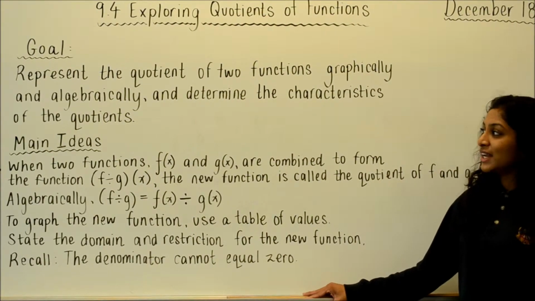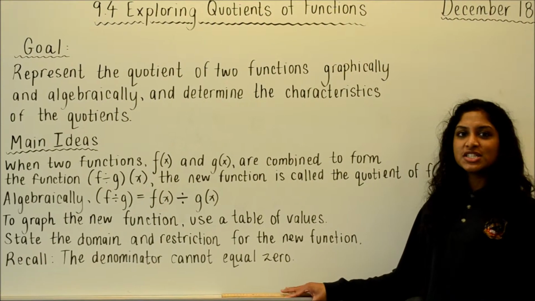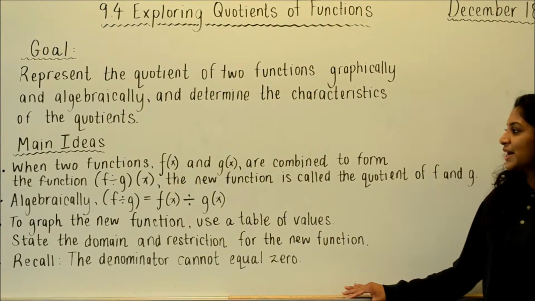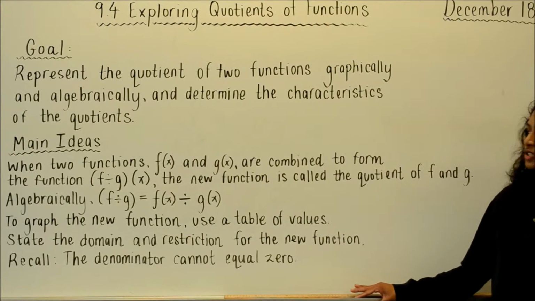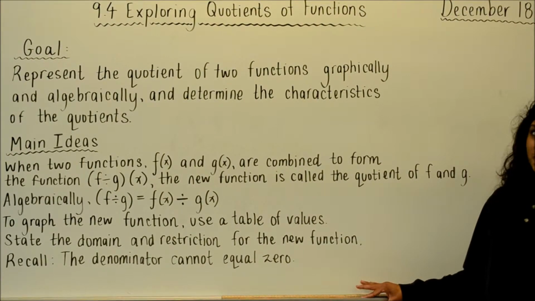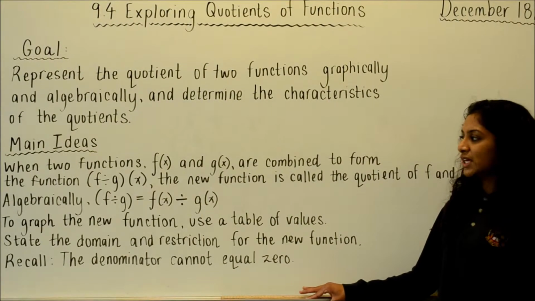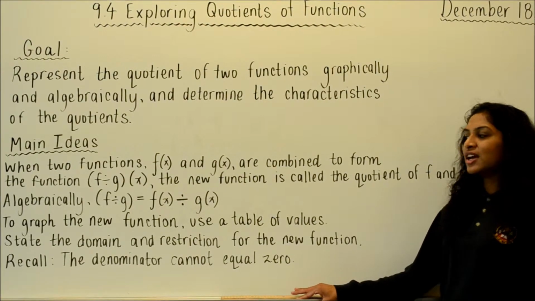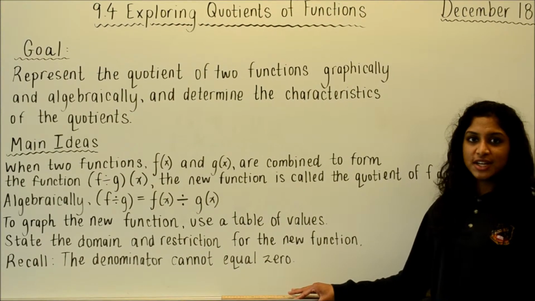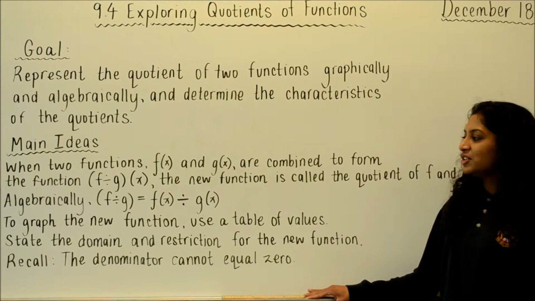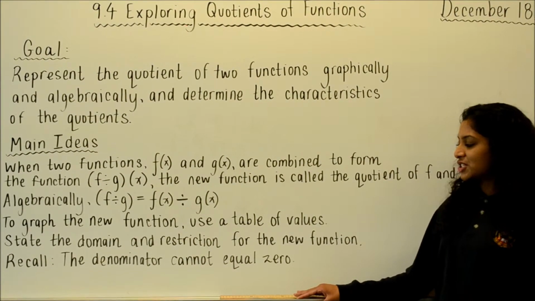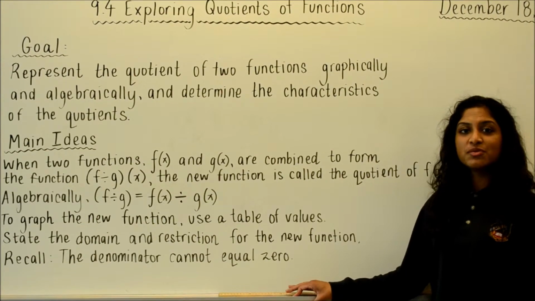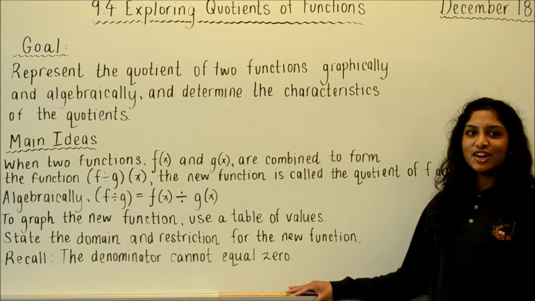Our main ideas. When two functions, f of x and g of x, are combined to form the function f divided by g of x, the new function is called the quotient of f and g. Algebraically, this can be explained by f divided by g at x is equal to f at x divided by g at x. To graph the new function, use a table of values. State the domain and restrictions for the new functions. Also remember that the denominator cannot equal 0.